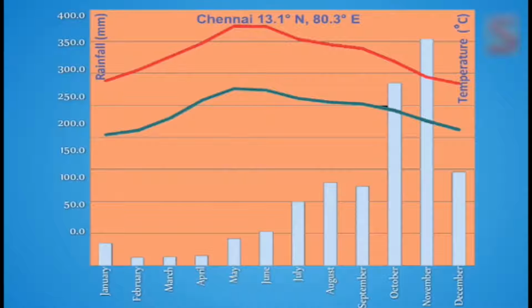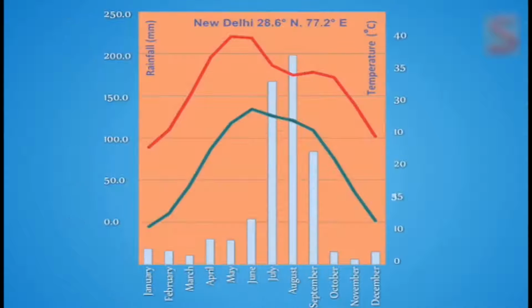Students, as we all know, the climate and weather are not constant always. They change with time. But we have to understand that there are certain factors that influence these changes. If we look at the climograph of Chennai, we can see that there is not much variation in the temperatures. On the other hand, in a place like Delhi, there are huge variations in the temperature across months.